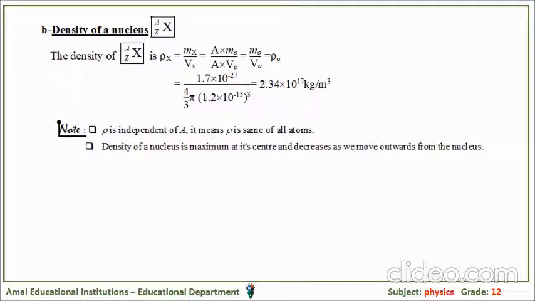Note that the density of the nucleus is independent of the mass number. It means that the density is the same for all atoms. The density of the nucleus is maximum at the center and decreases as we move outwards from the nucleus.